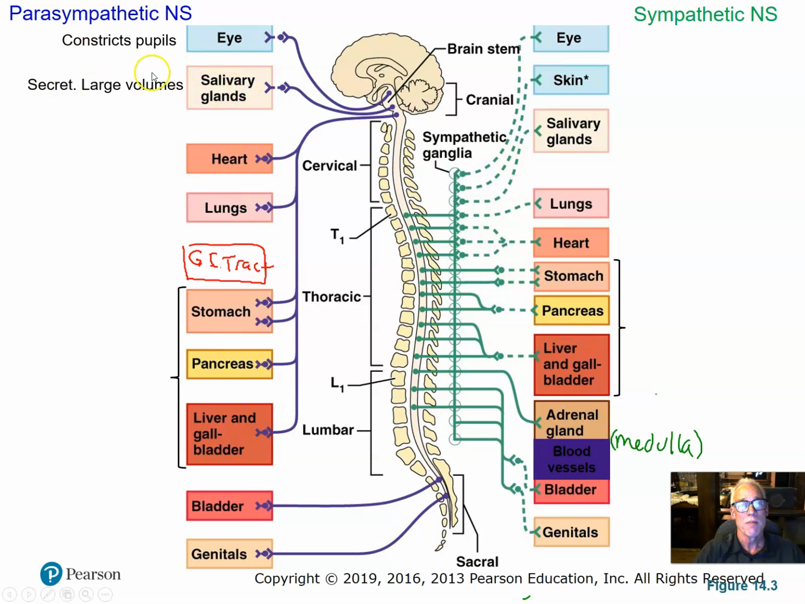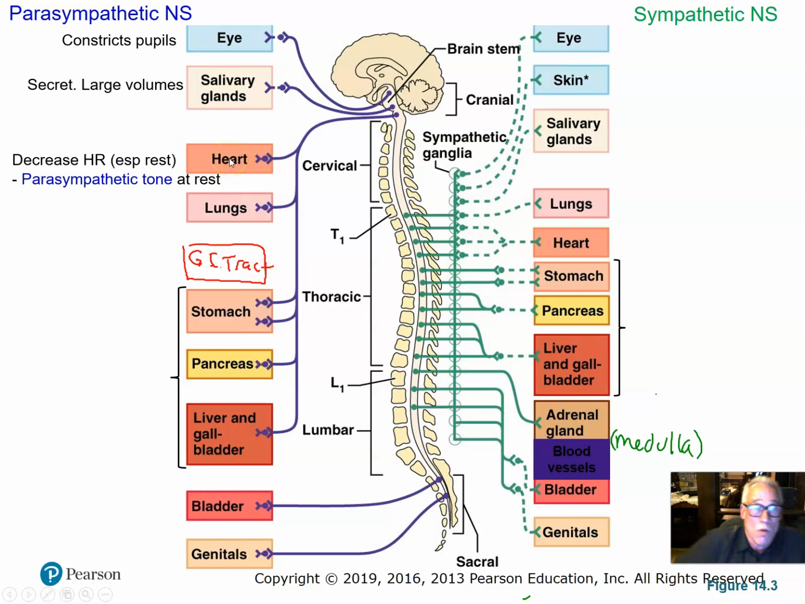Salivary glands, everything about digestion is activated by the parasympathetic nervous system. So the large volumes of saliva that come into your oral cavity as you eat food are stimulated by the parasympathetic fibers releasing acetylcholine. As much as a half a liter of saliva whenever you eat a meal.